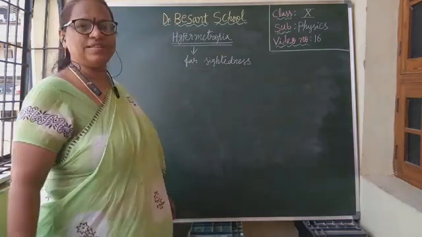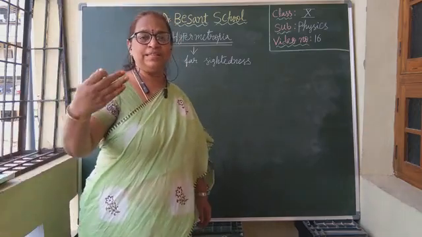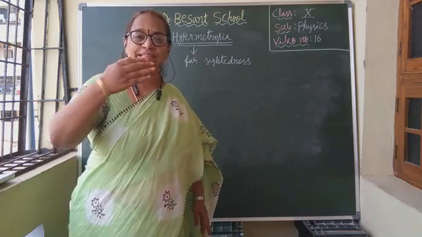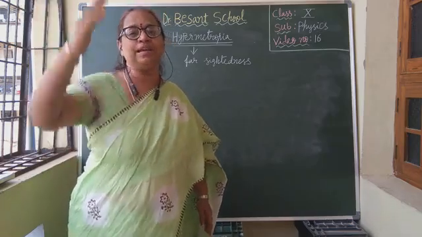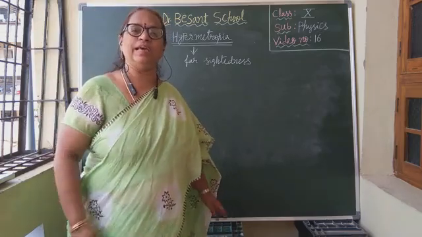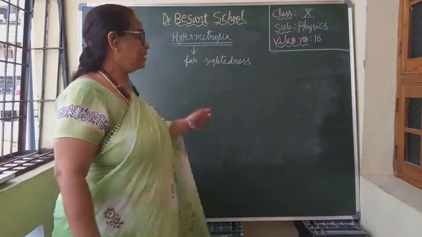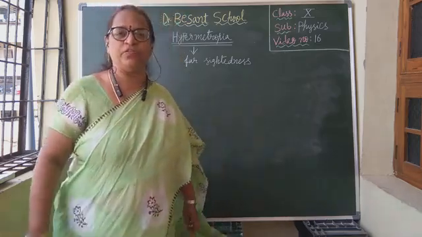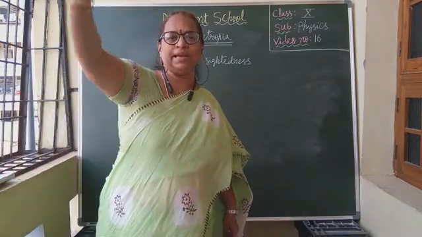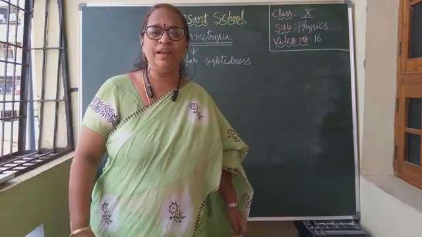Why is it called far-sightedness? What is the meaning of that? Far-sightedness means the person suffering with hypermetropia can see far objects very clearly, up to objects at infinity, but cannot see near objects clearly. Understood? Why like that?